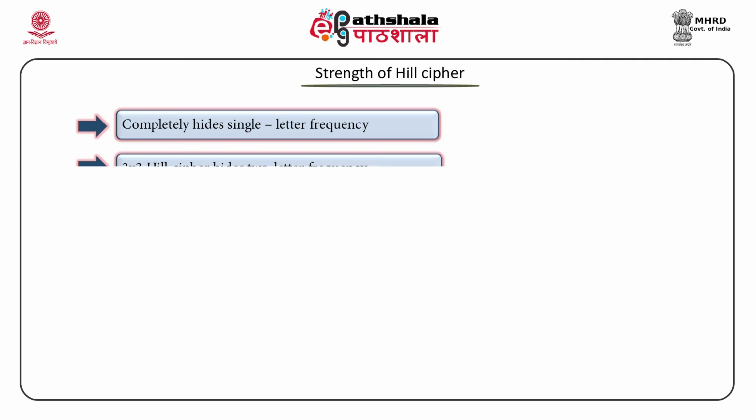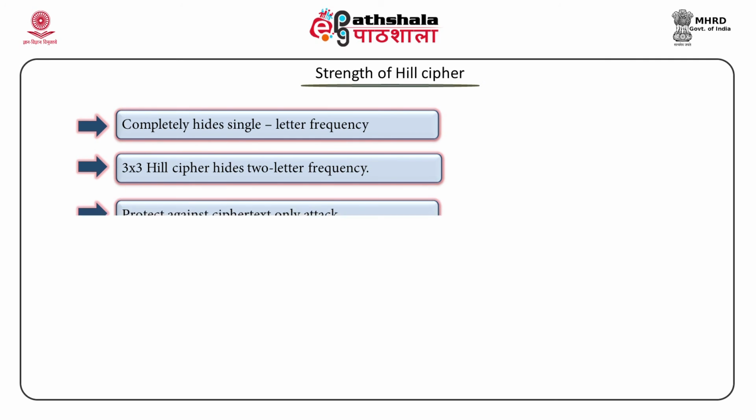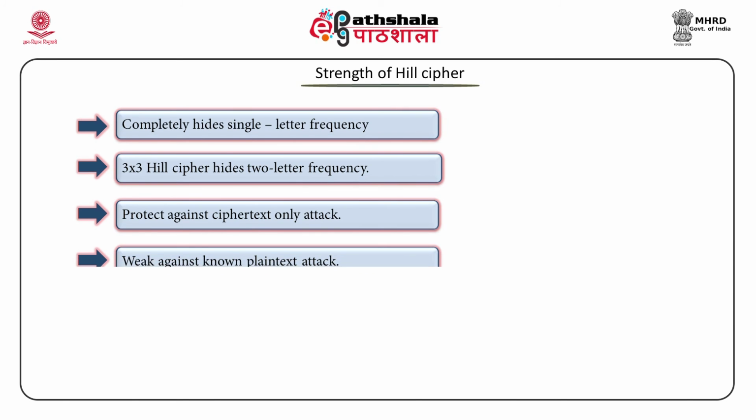With 3 by 3, Hill cipher hides 2 letter frequency, and it protects against ciphertext only attack. Ciphertext only means the cryptanalyst is given only the ciphertext, the algorithm is known but no plain text, no key is known, and he has to derive the key. That is impossible if only ciphertext is given. So, Hill cipher protects you against ciphertext only attack, but it does not protect you against known plain text attack.